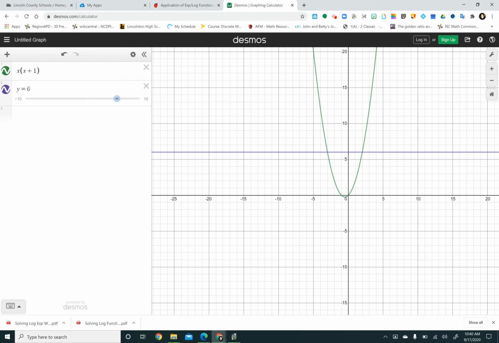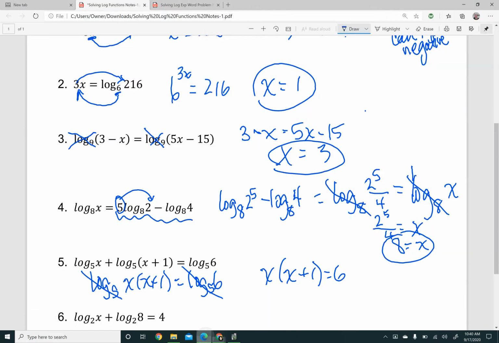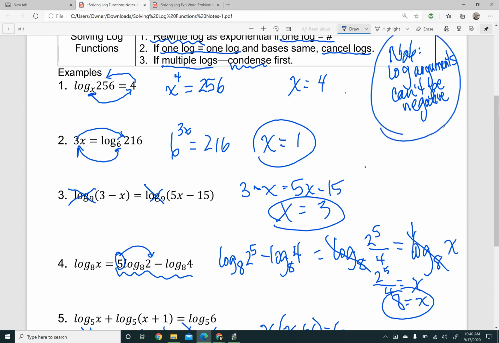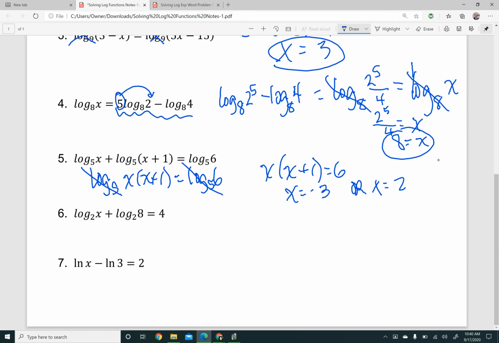Well, you'll notice that they cross 2 times. They cross here, which is -3, and they cross here at 2. Well, if I go back over here to my answers, I get x equals -3 or x equals 2. But what did we say up here? We said that log arguments can't be negative, right? Well, if I plug -3 in right here, I get log base 5 of -3. So -3 can't be my answer. So 2 is my only answer. Okay? So that's my only answer now.